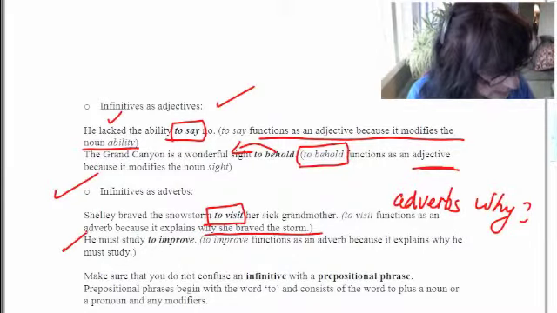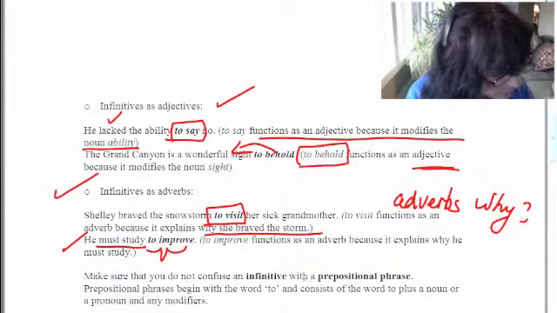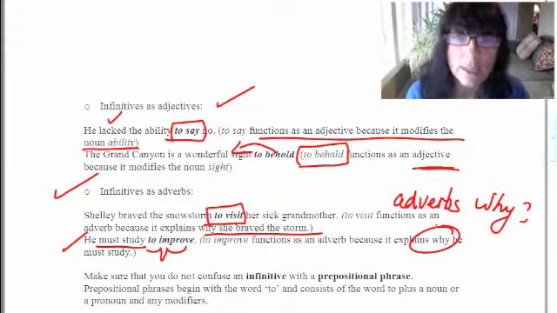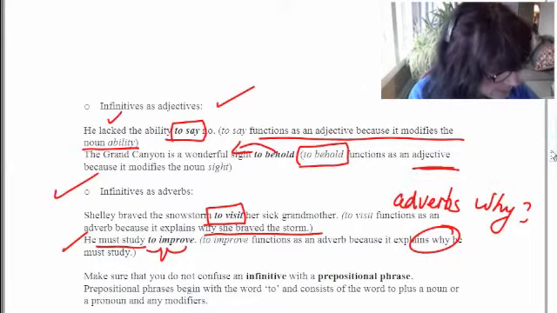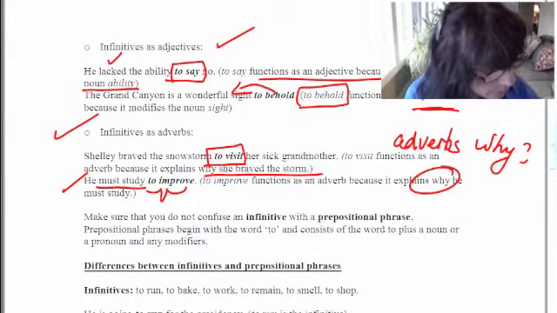And in this next example, he must study to improve. Must study is the main verb, so to improve is the infinitive, and it functions as an adverb because, again, it explains why he has to study. Adverbs always answer the question why. That's one of the functions of an adverb. So here's one other rule I want to point out.